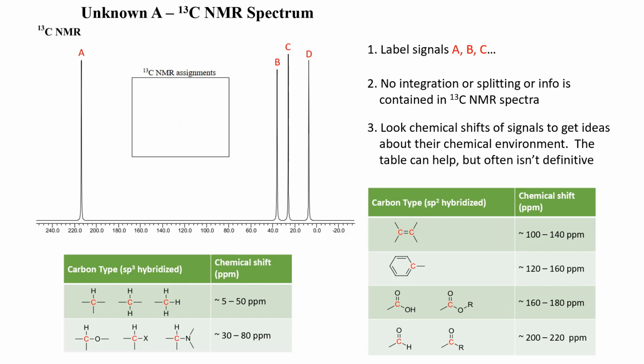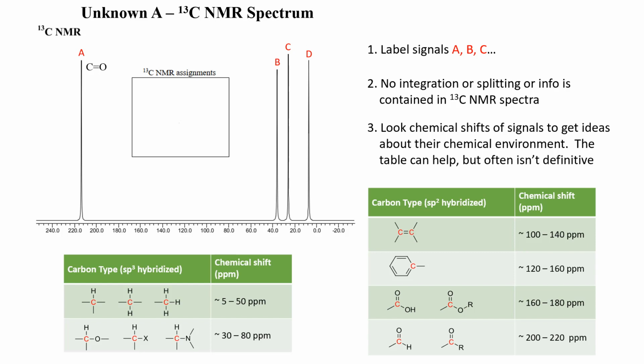Signal A really stands out as being unique. It's way out at about 215 parts per million. That's consistent with an aldehyde or ketone carbonyl carbon. We know from the IR spectrum that we have a ketone, and we discovered in the proton NMR spectrum that there were protons that were deshielded based on being next to a ketone. And if you think back to the mass spectrum, we even had a fragment at 43 that was from a ketone fragment, the acylium ion. So we're getting a lot of the same kind of information here from multiple different sources.